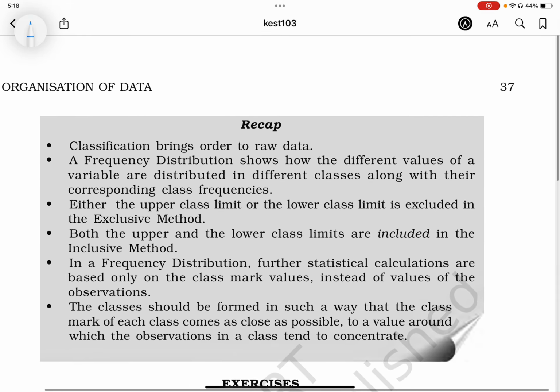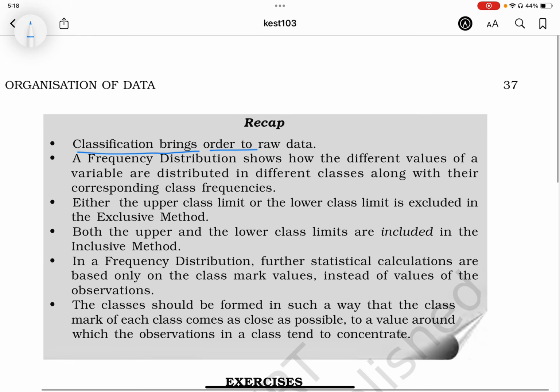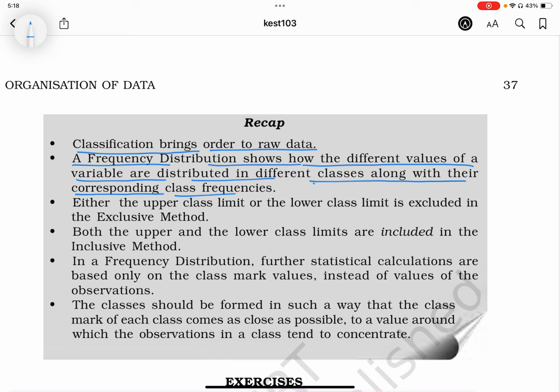इसके बाद आ जाते हैं recap. Classification brings order to raw data. A frequency distribution shows how the different values of a variable are distributed in different classes along with their corresponding class frequencies. Either the upper class limit or the lower class limit is excluded in the exclusive method. Both the upper and the lower class limits are included in the inclusive method.